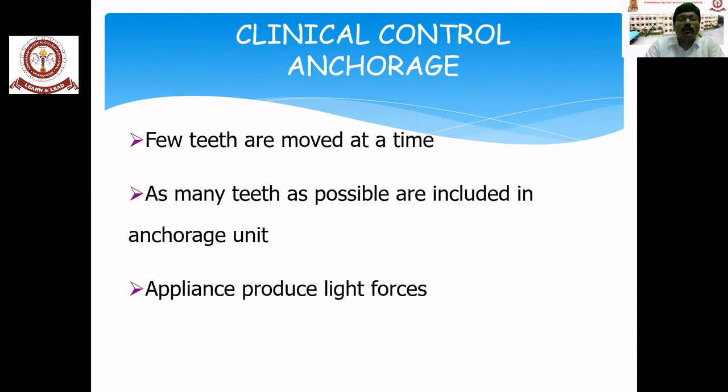So what is the strategy to clinically control the anchorage? First, move few teeth at a time, and include as many teeth as possible in the anchorage unit. Also use appliances that produce very light force. Do not use heavy force. Heavy force is the one which is going to cause anchorage loss.